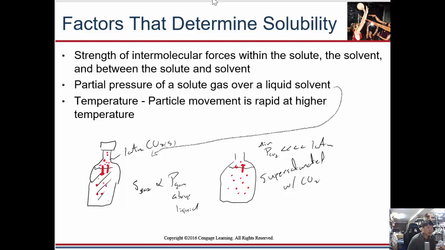And then when we open the lid, what happens is CO2 escapes, air gets in, air has a much lower partial pressure, and so we get a supersaturated solution with CO2. Now we have to wait for bubble nucleation. It's slow, so eventually this will go flat as the bubbles nucleate and then the bubbles release. But there are things to speed up the reaction, what we call catalysts.